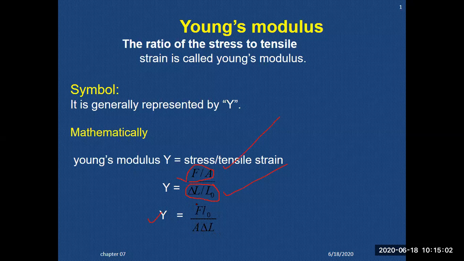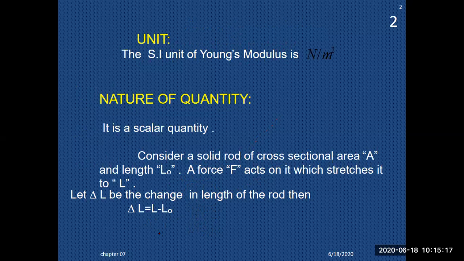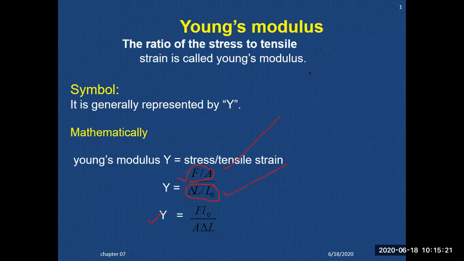If you are given the original length of any solid or object, the area over which you are applying a force, how much force, and how much extension is produced, then you will be able to calculate Young's modulus. Its unit is Newton per meter square. Here, the change in length has the unit meter, and the original length also has the unit meter. This meter cancels with the other meter of length.